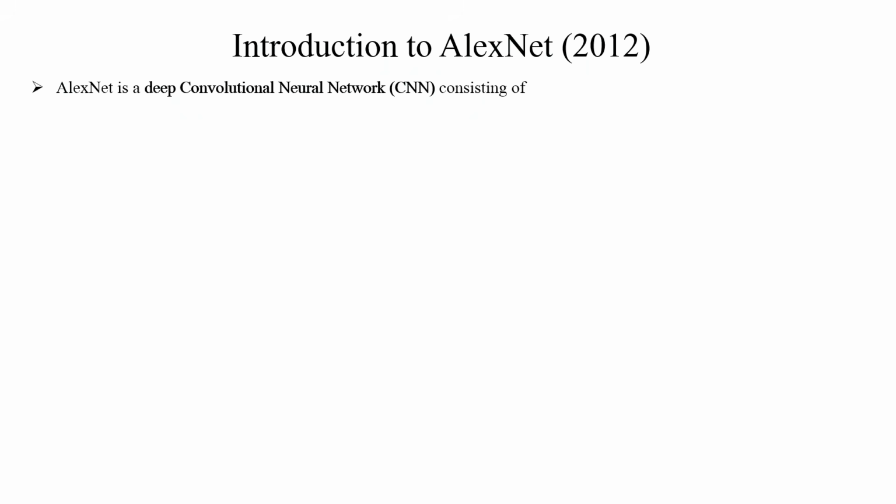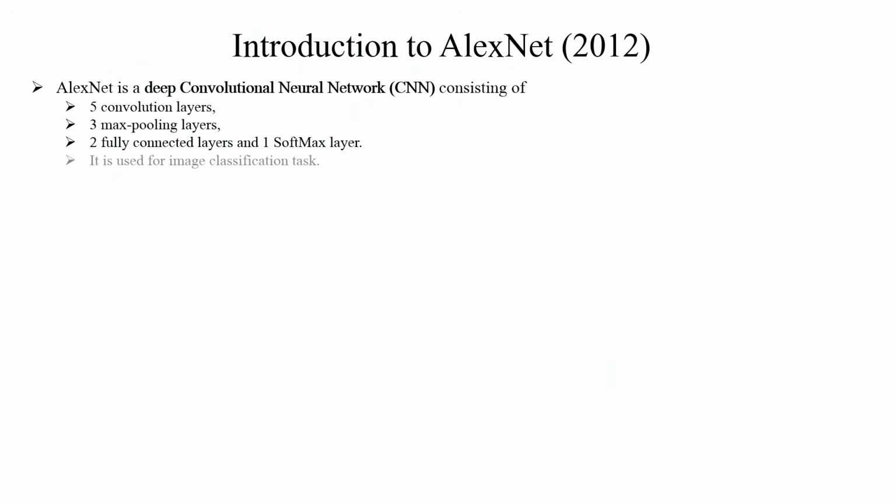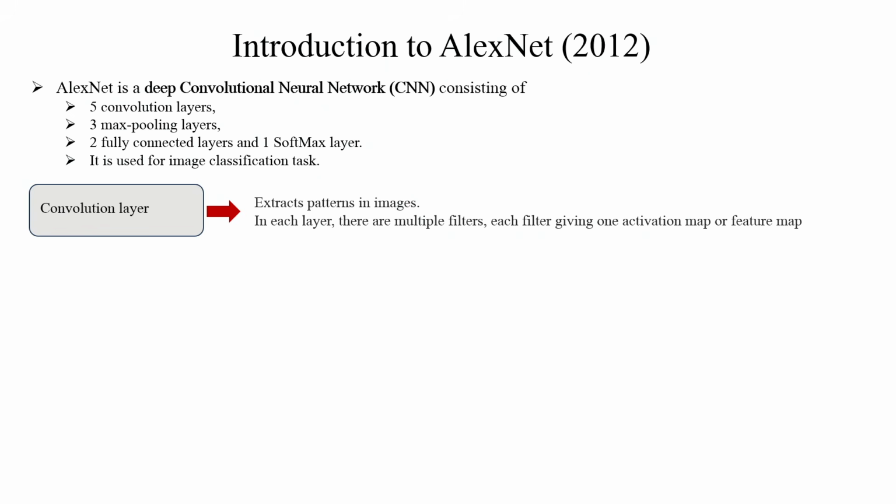AlexNet is a deep convolutional neural network consisting of 5 convolution layers, 3 max pooling layers, 2 fully connected layers, and 1 softmax layer. It is used for image classification tasks. Now, what is the function of the convolution layer? It extracts the patterns in images. In each layer, there are multiple filters. Each filter gives one activation map or feature map.